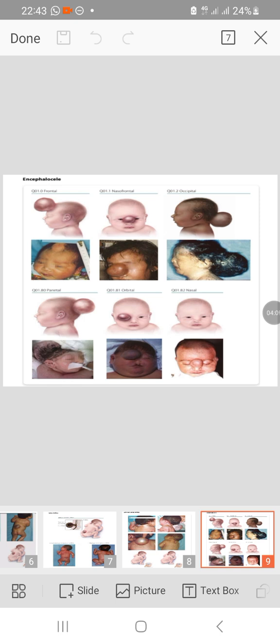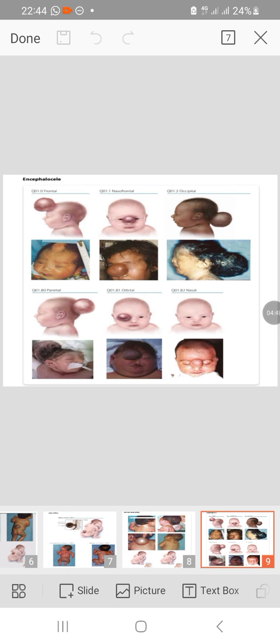So let's look at the encephalocele. Encephalocele is another neural tube defect. It occurs due to the failure of the closure of the neural tube. Here, the neural tube will fail to close in the cephalic end. This results in the protrusion of brain contents, mainly the cerebrum. So the protrusion of the brain and its content results in the formation of the encephalocele.